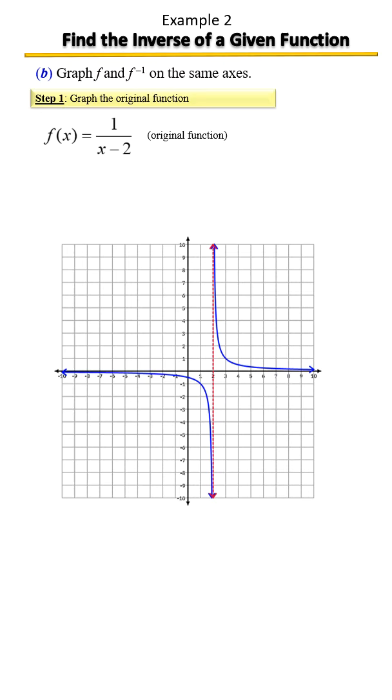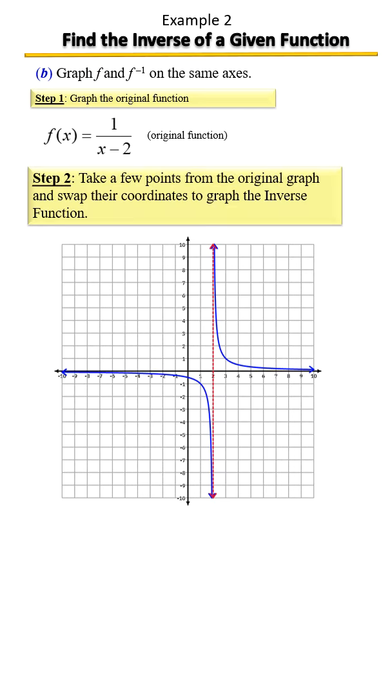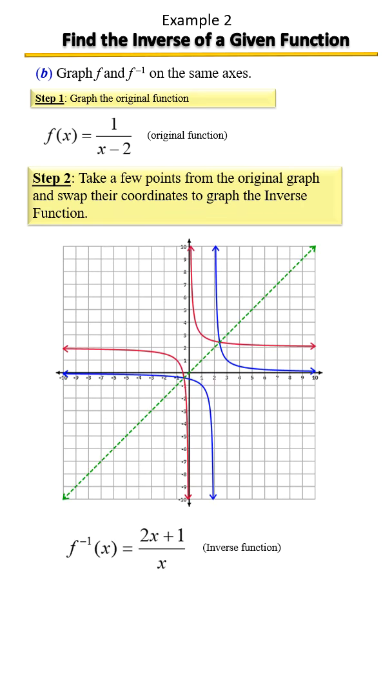Next, we want to graph the inverse. To do that, all we have to do is take a few points from the original graph, swap the x and y values, and it's going to give us the inverse, and you'll notice it'll form a mirror image about the line y equals x. And there you have the inverse and its function.